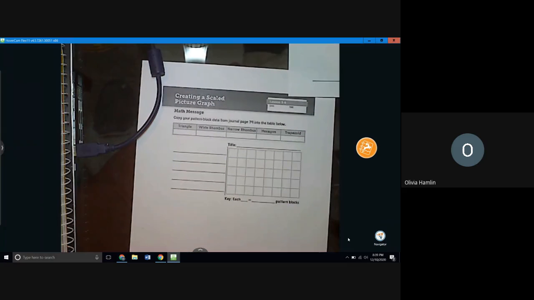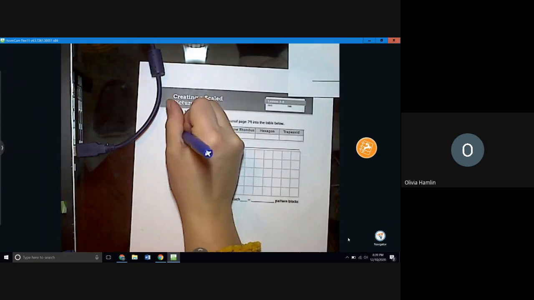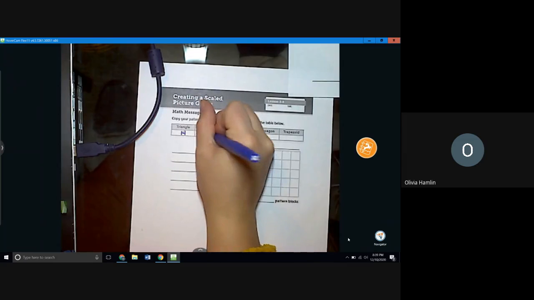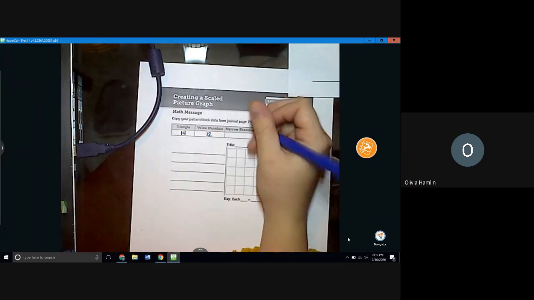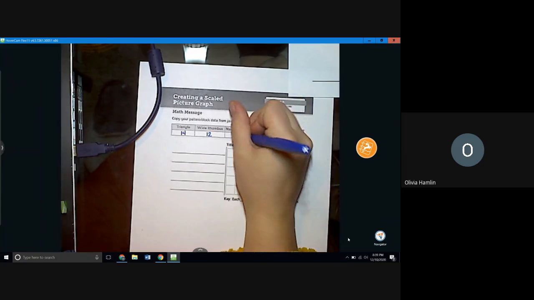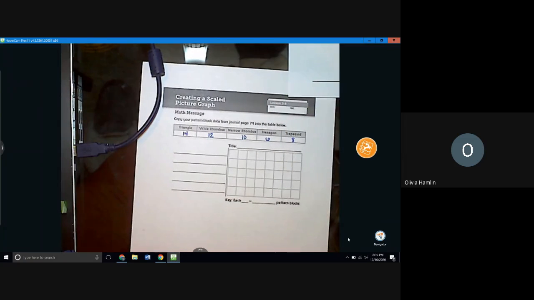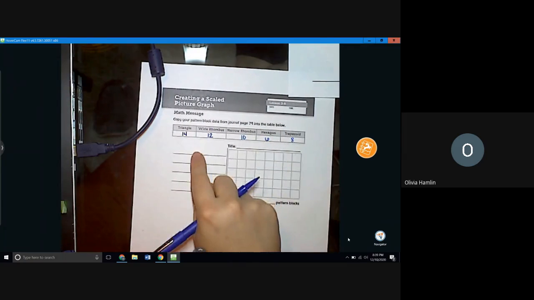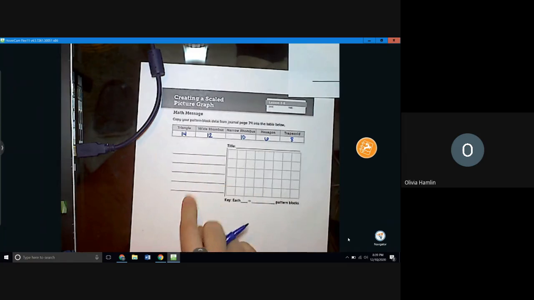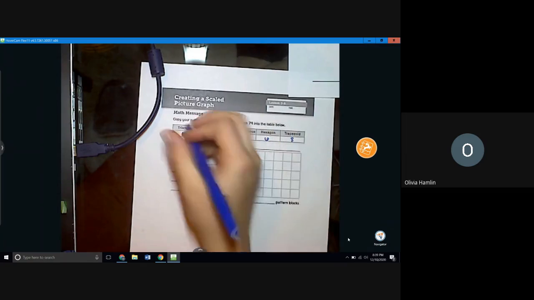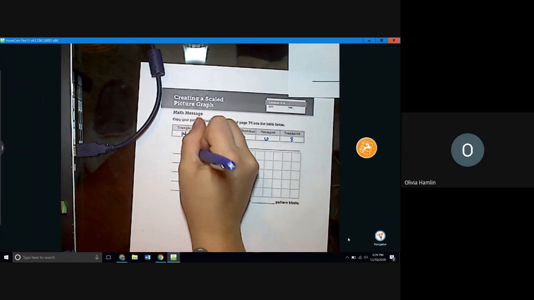All right, so we are going to go over creating our own data set. For triangles, let's say we have 14, wide rhombus 12, narrow rhombus 10, hexagon 6, and trapezoid 8. All right. Now, on these lines is where you're going to write each shape. So go ahead and write those out.